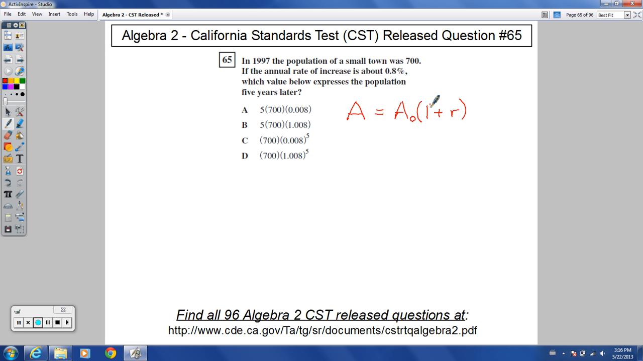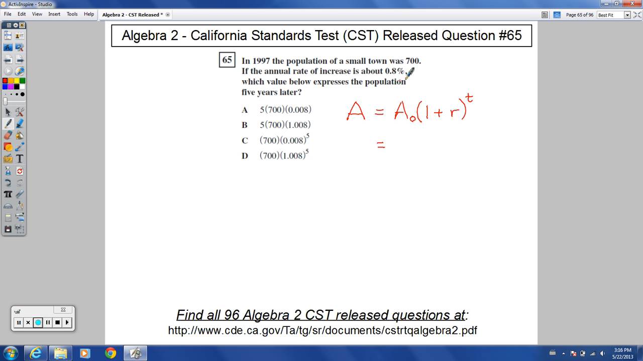Now why do we have this 1 in here? If we didn't have the 1 and I just multiplied the amount times the rate raised to this time power, then all it's going to tell me is how much it went up by, but it won't actually keep the initial amount that way. It's just telling me how much it went up by if I don't include the 1. So including the 1 will keep the population and add to it from there.